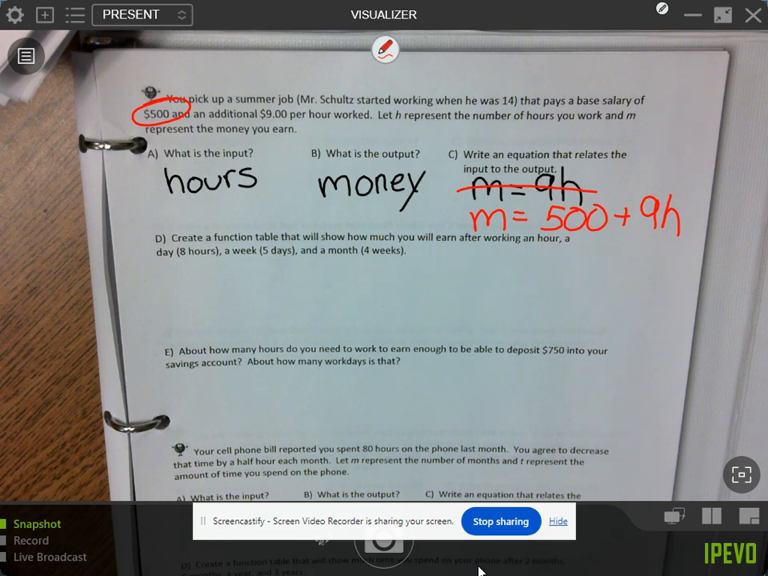So you always have to look, am I using all the parts of the equation? And how am I going to use it? It's a base. I always get $500. That means I'm just adding it to it. So now it says create a function table that will show how much money you will earn after working an hour, a day, a week, and a month.